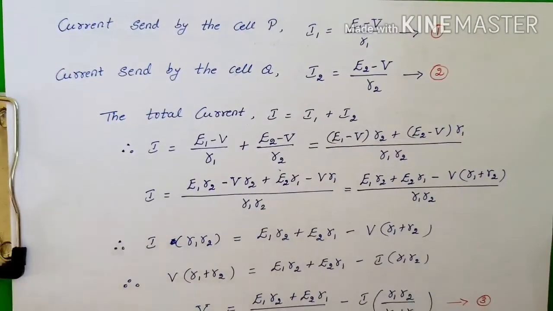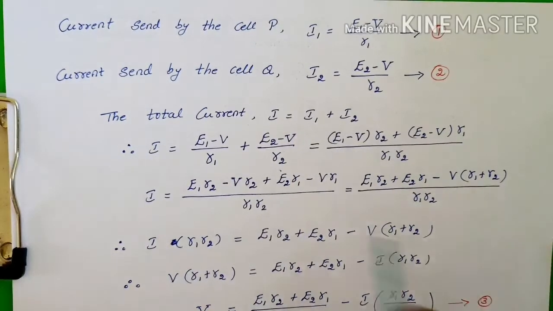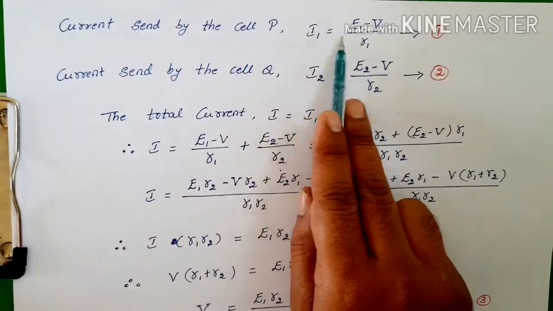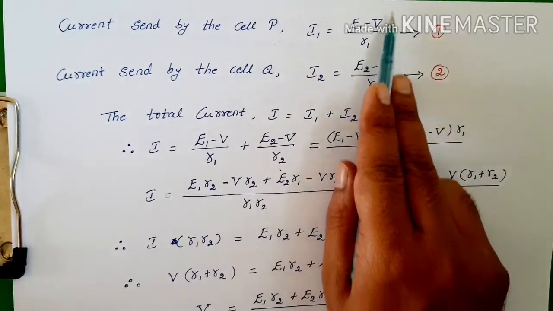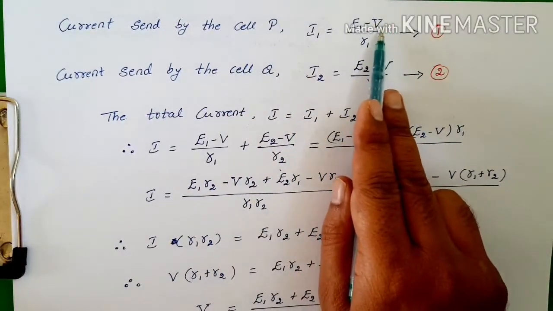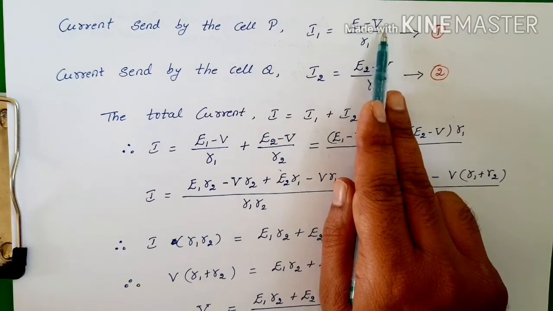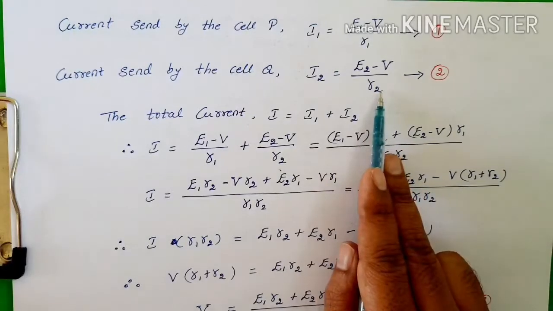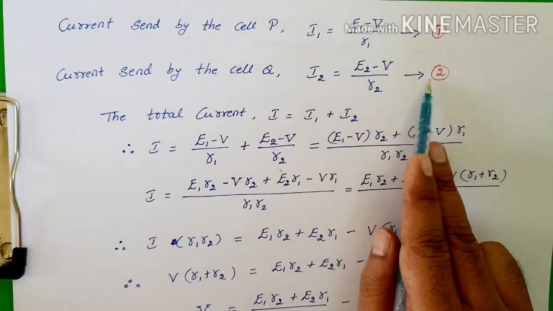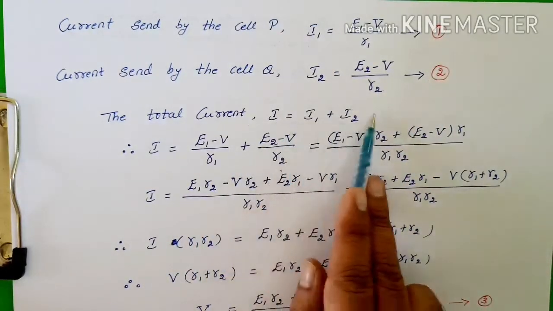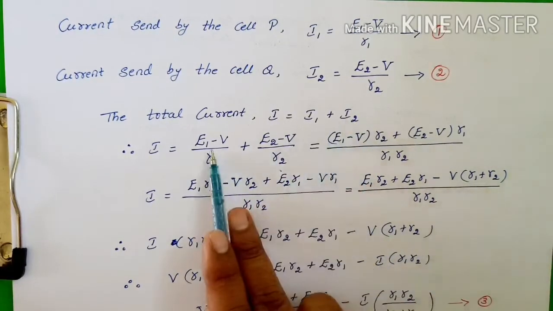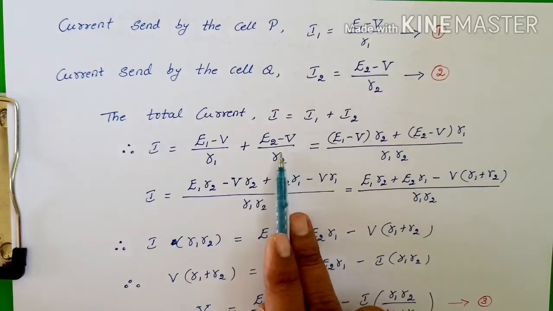By following the above standard current equation, I can write the current expression for the cell P as I1 is equal to E1 minus V by R1. Since V is a constant for the two cells, I am writing just V. And similarly for the cell Q, I2 I can write as E2 minus V by R2. Call them equations 1 and 2. And the total current is nothing but the sum of these two individual currents, right? I1 plus I2. Substitute the I1 value and the I2 value here.